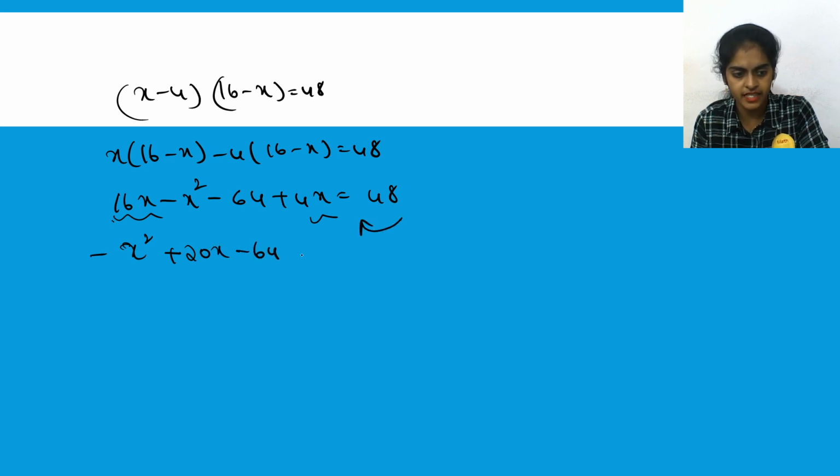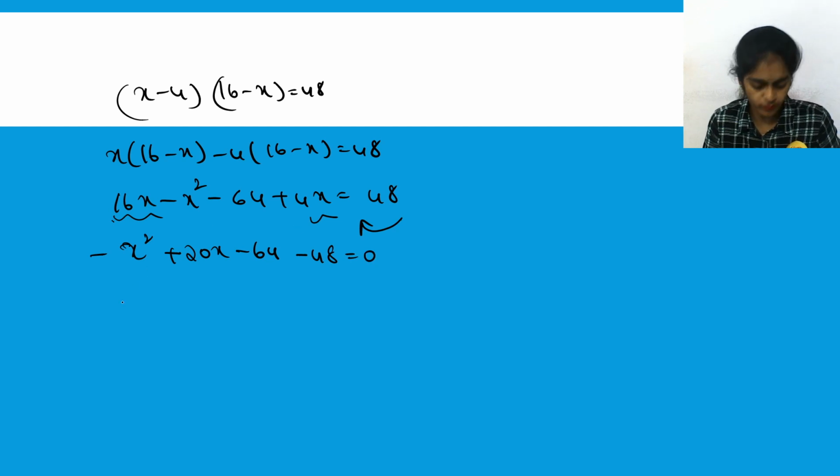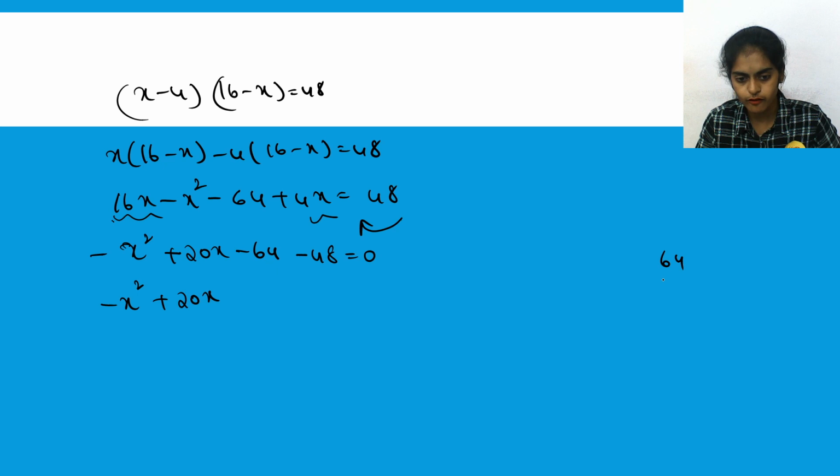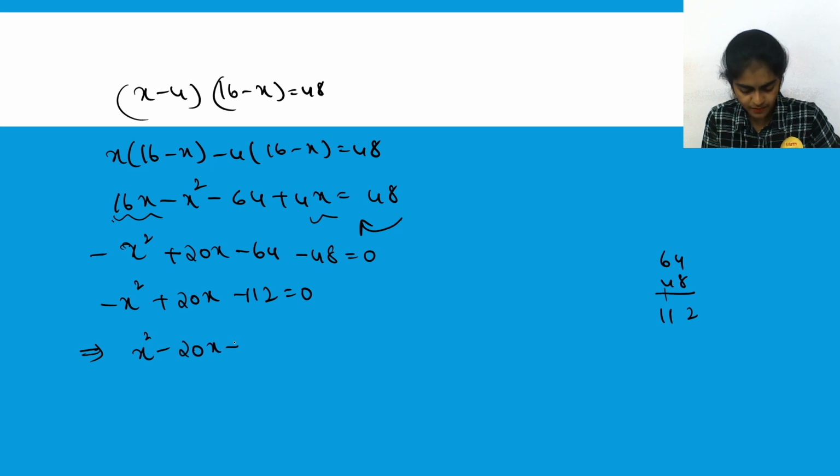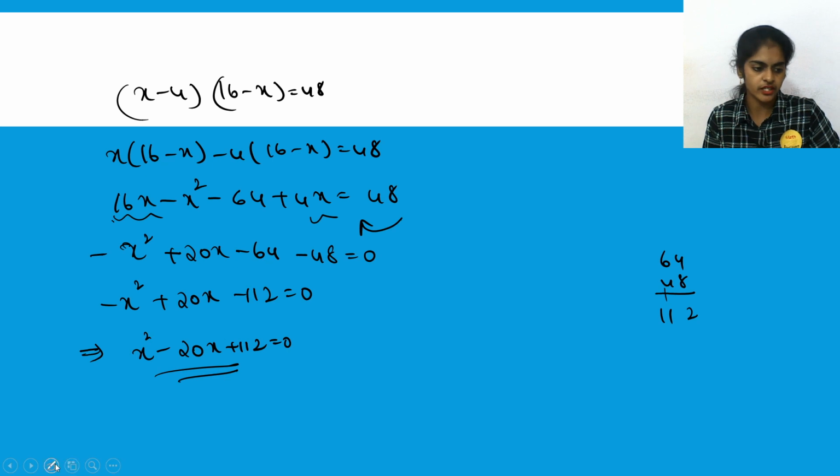This 48 I am transposing to the other side. You will get minus 48 equal to 0. So now have a look at what we can do here finally. Minus X square plus 20X, and 64 and 48 are both negative. So adding, how much do we get here? Minus 112 equal to 0. Or if I take minus common, I'll have X square minus 20X plus 112 equal to 0. So this is the quadratic equation you got.